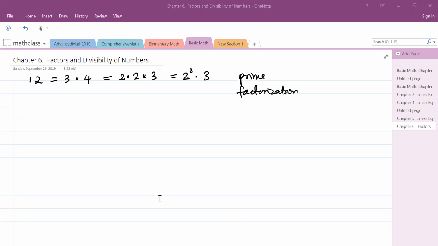All right, prime factorization. The next step is we're trying to learn how to factor numbers into primes.